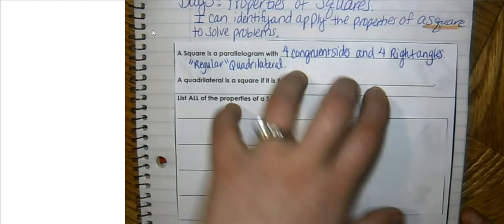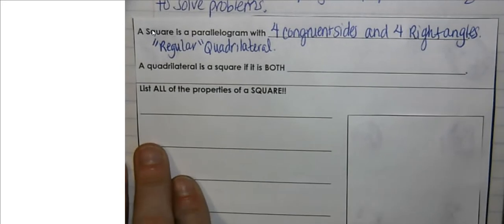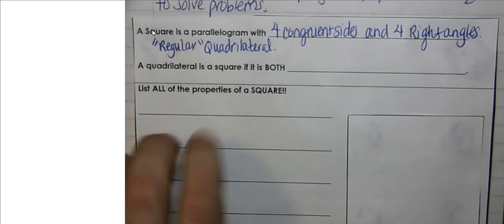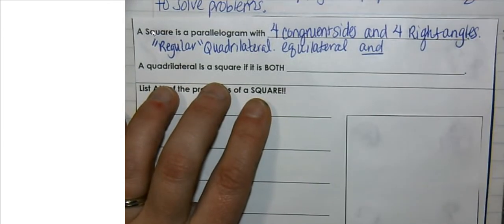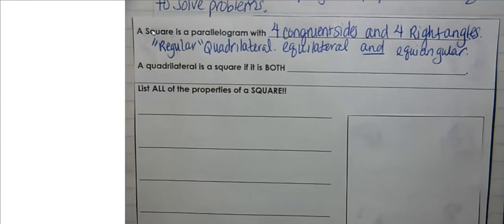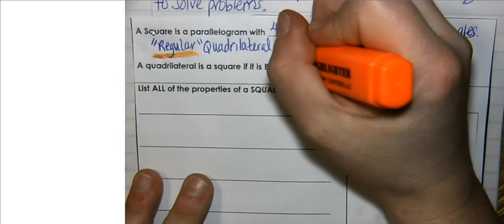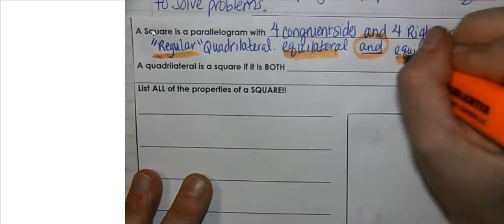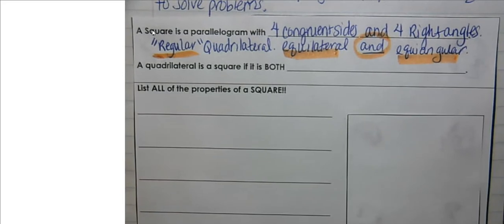So we call that a regular quadrilateral because when you have 4 congruent sides, this means that it is equilateral. And 4 right angles, which means that all of the angles are congruent, making it equiangular. And when a figure is both equilateral and equiangular, we call it regular. Regular means that it's both equilateral and equiangular. So it is considered a regular quadrilateral.